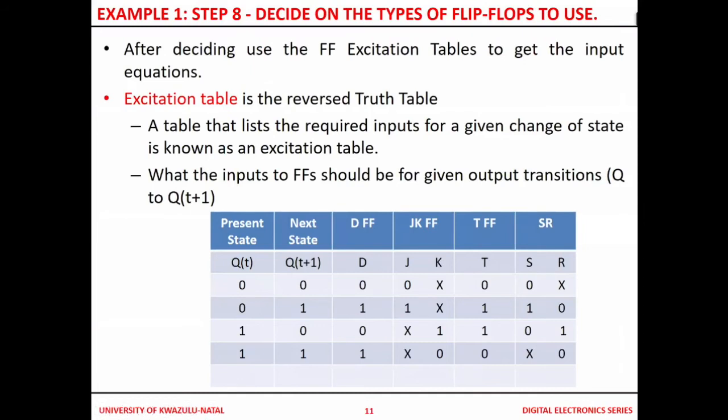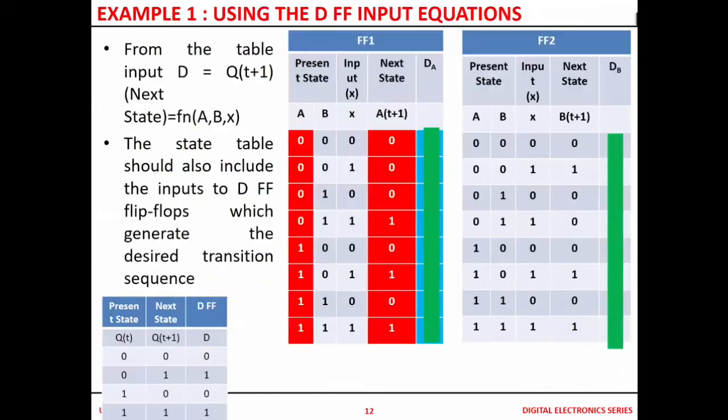It's the same as the truth table, the one we were using. So this one tells you if the present state is 0 and the next state is 0, for a D flip-flop, D should be 0. For JK, J should be 0, K should be don't care. T flip-flop, T should be 0, set-reset, S should be 0, R don't care. That is the table you use. If you check, it's just the opposite of the truth table. So let's employ that table on the flip-flops.